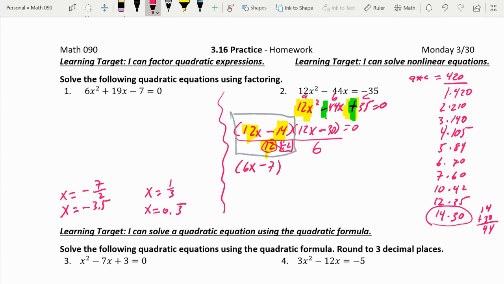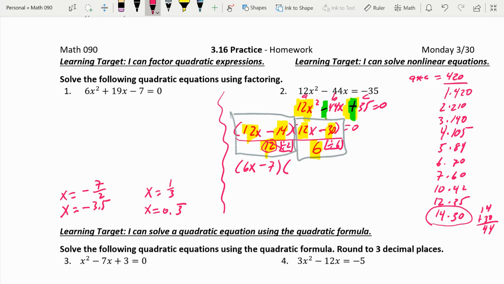All right, now one more time. I look at this box. What can I divide 12, 30, and 6 by? What can I divide them all by? I can divide them all by 6. All right, so I can divide all of those by 6.